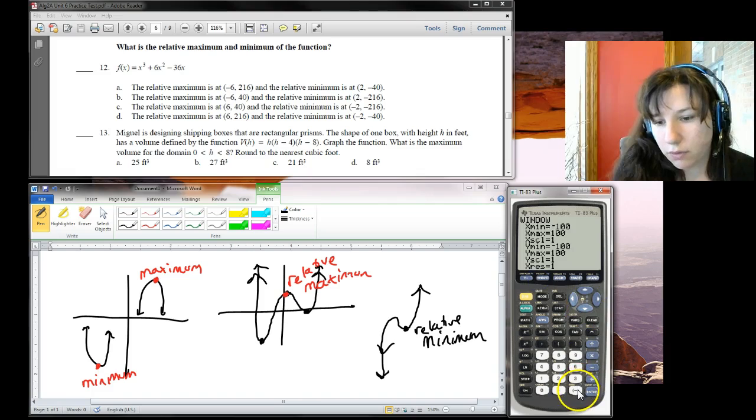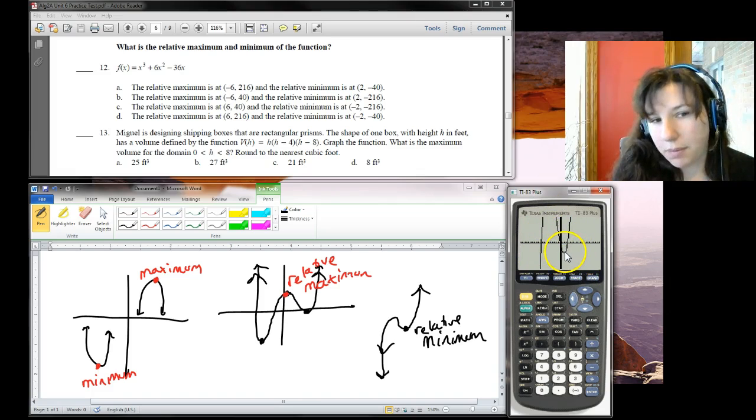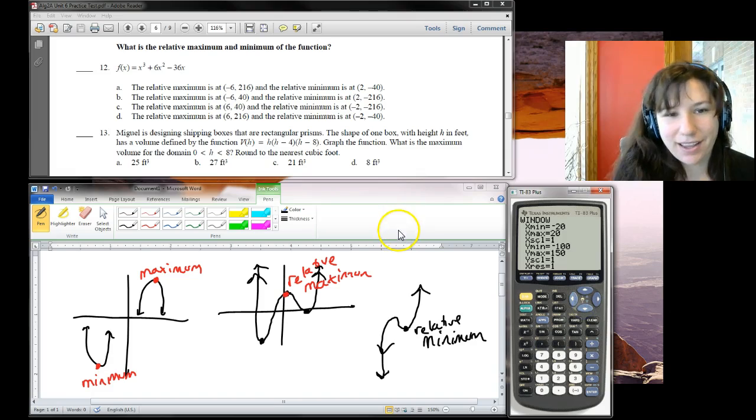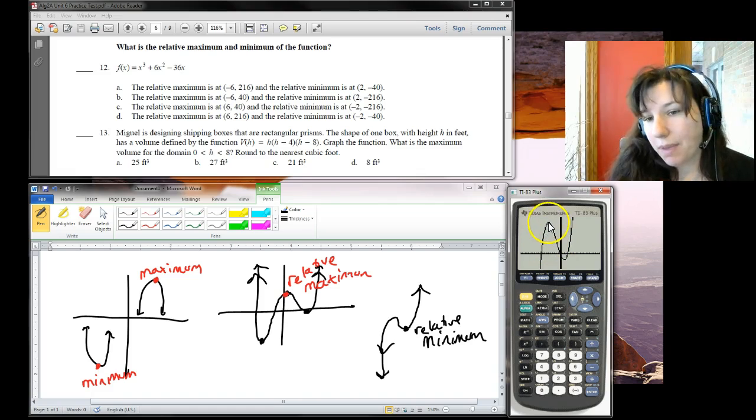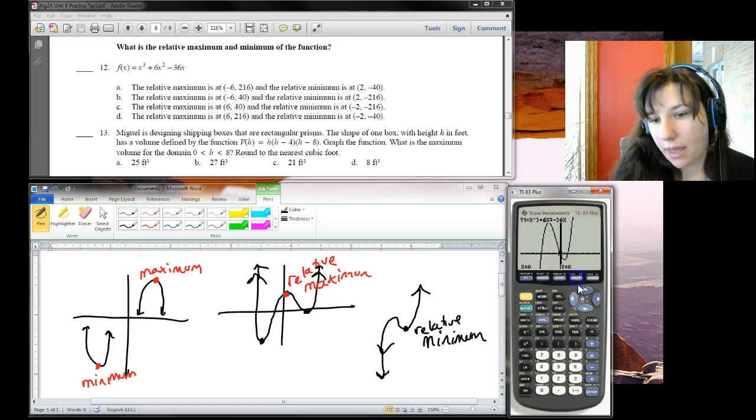Another thing you could do if you don't really want to play with this window too much. There, so that helps my window. So this would be my relative minimum. I can't see the maximum, so I need to make this a bit bigger. Still can't see it, so I need to make it a little bigger. Let's make it 250. There we go. So this would be my relative maximum, and that's my relative minimum. I can hit trace to go down and see what they are. So it's negative 36. And the maximum will be up here at 215 something.